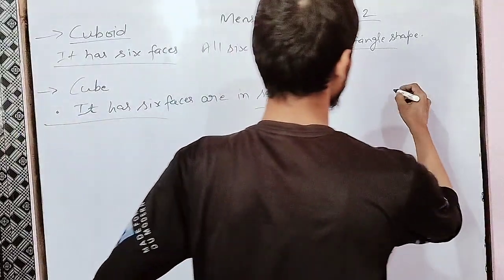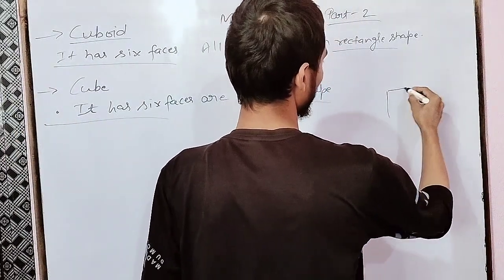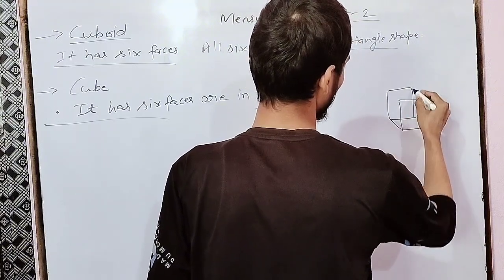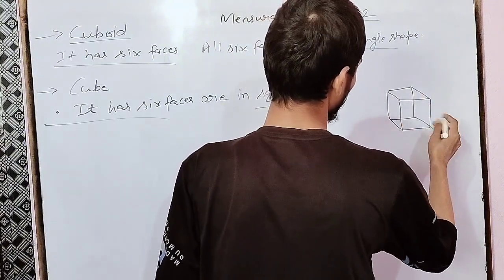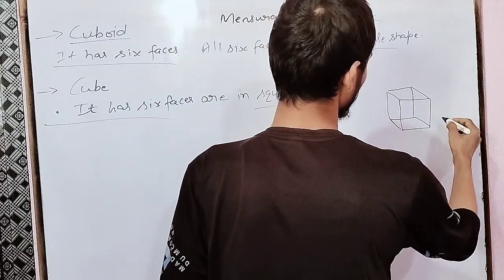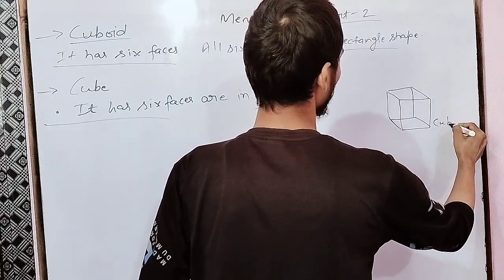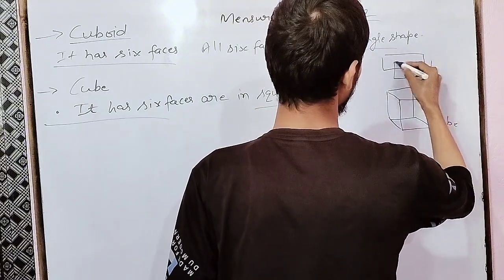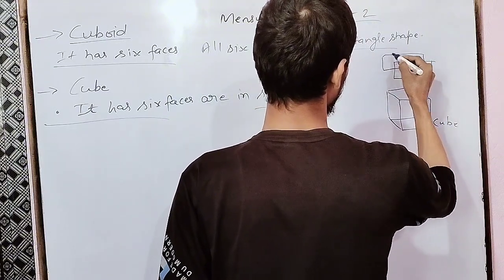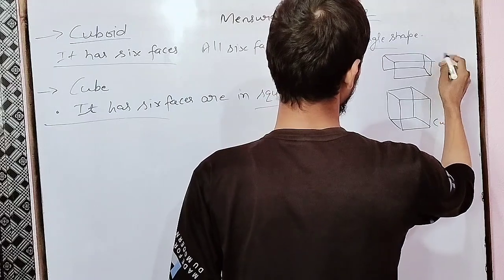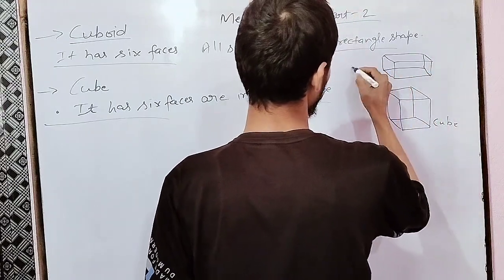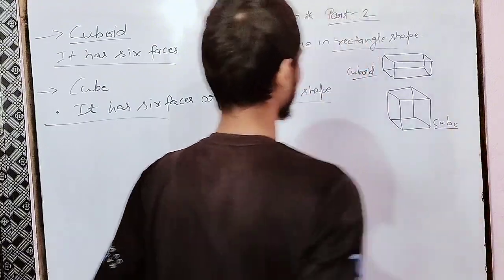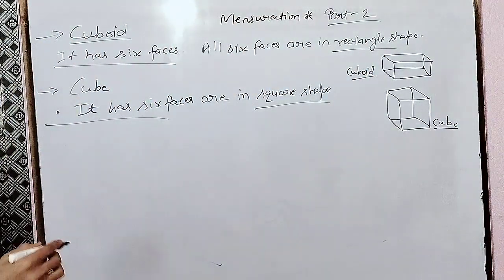Now, what about this? This is the shape of a cube, and this is the shape of a cuboid. This is a cuboid, this is a cube. Okay. Now, the cylinder.